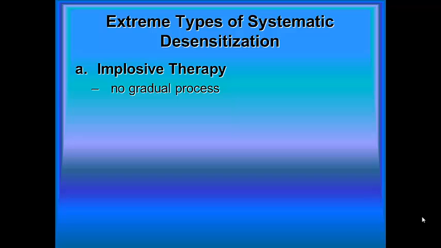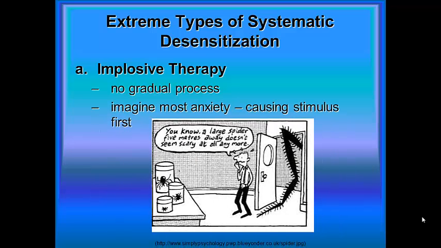There are 3 extreme types of systematic desensitization. The first one is called implosive therapy, and with implosive therapy there is no gradual process. We start in that room full of spiders, except that we just imagine it. We don't actually go into a room with spiders. We just imagine being in that room, and we practice relaxation techniques through our imagination.